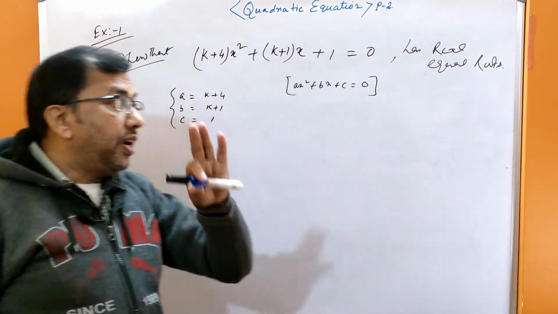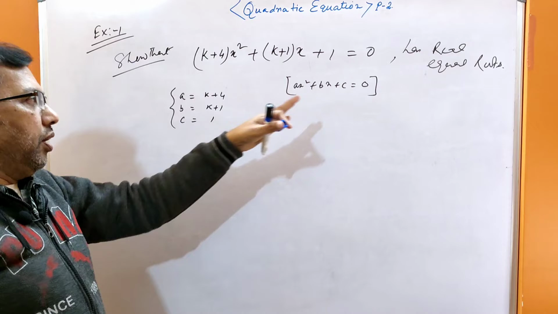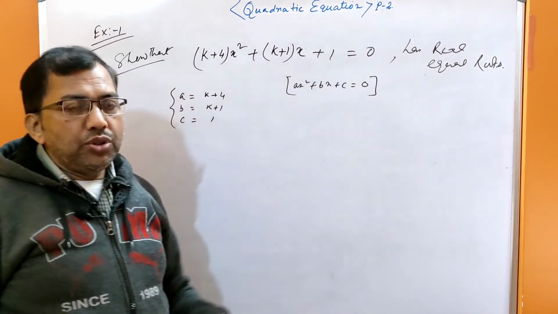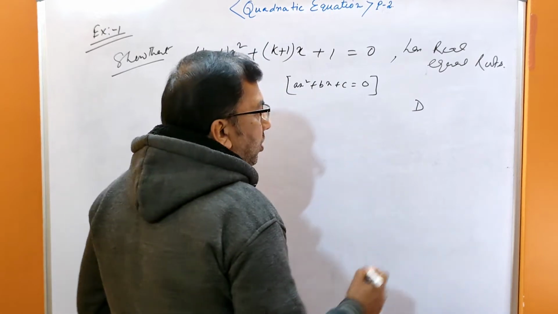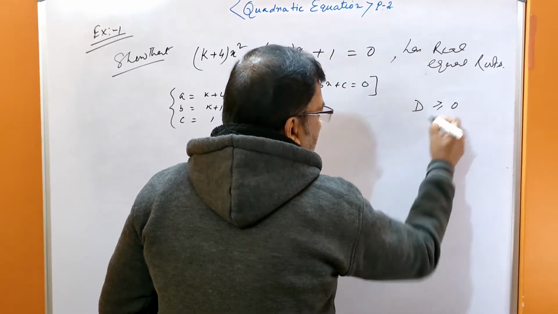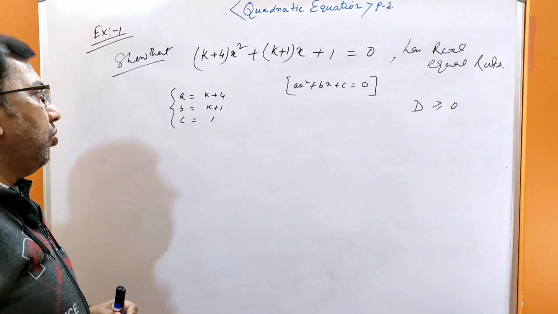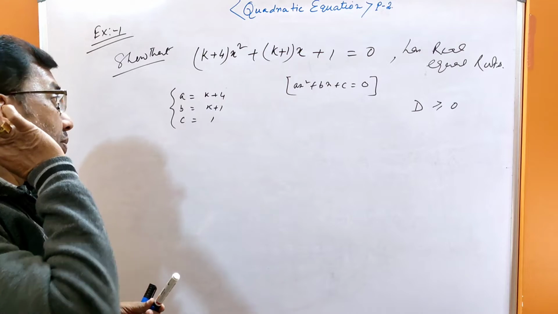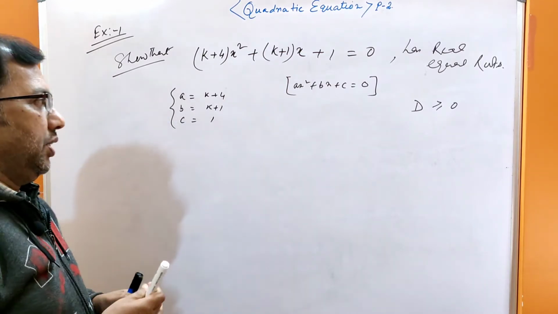I gave a table in yesterday's video. In case of real and equal roots, what is the value of D, that is the discriminant? It will be greater than or equal to 0. It is given, D greater than or equal to 0. D means b square minus 4ac. So in this case you have to find b square minus 4ac, that is D.